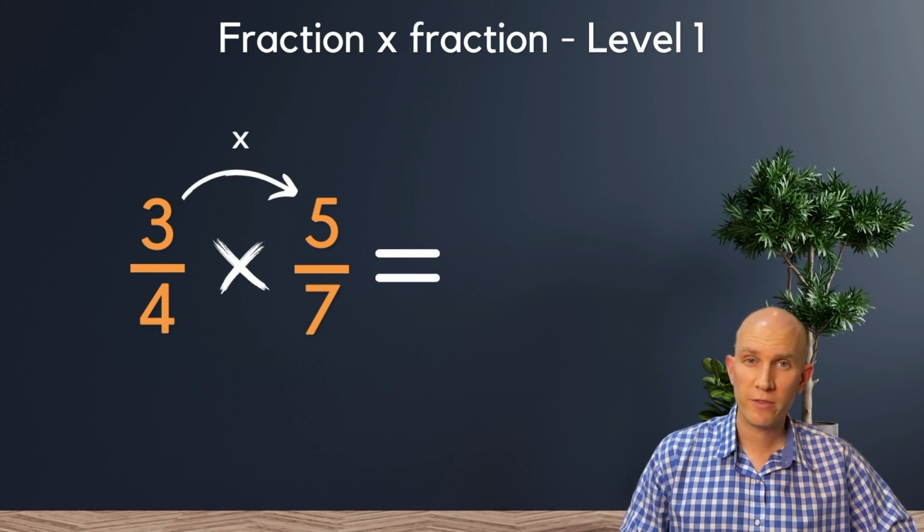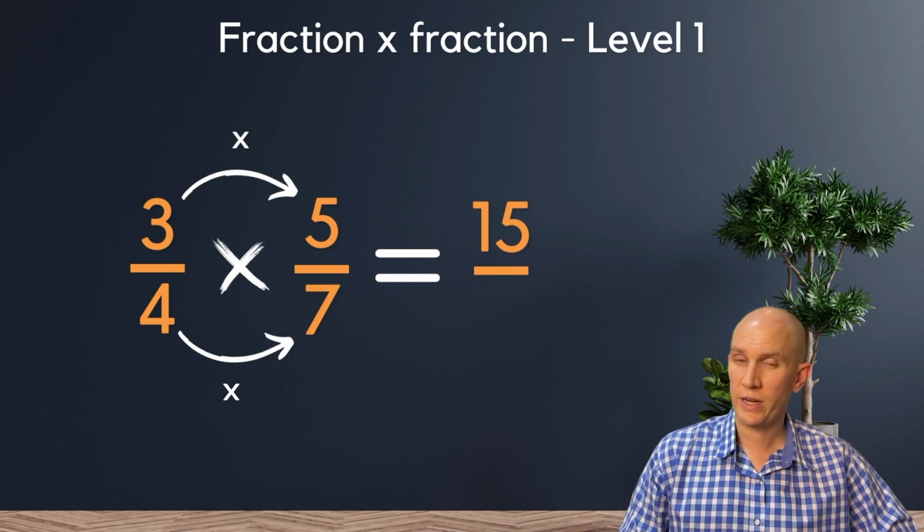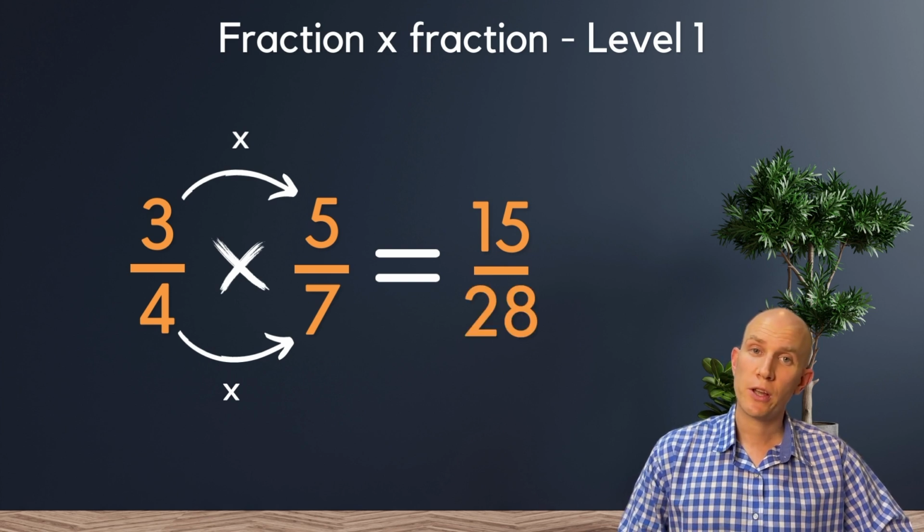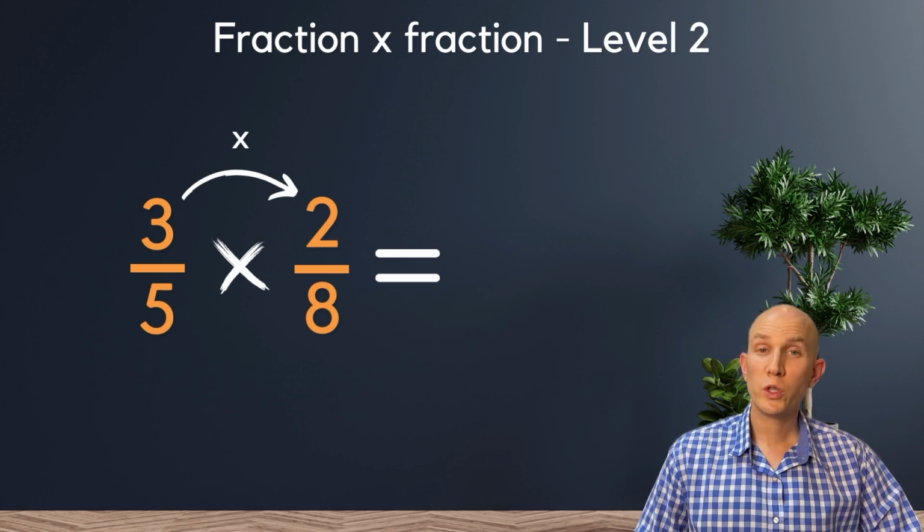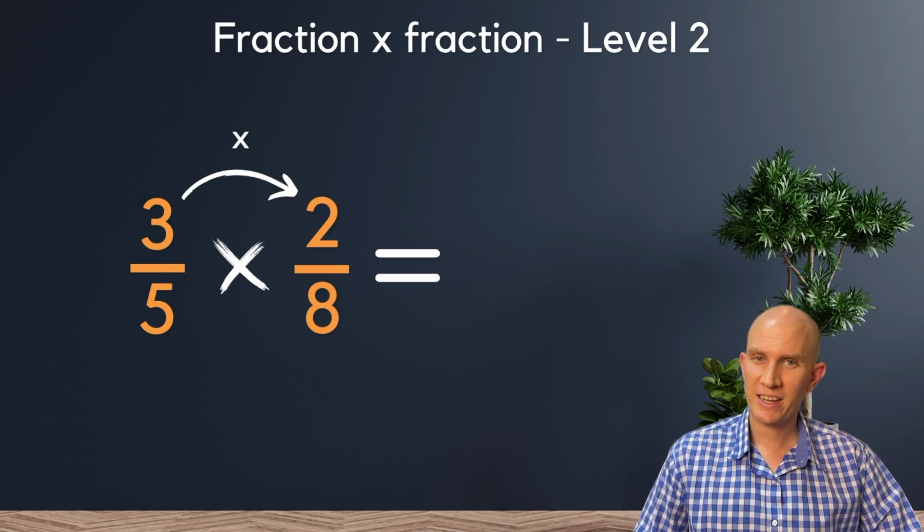So 3 times 5 is 15. And then we're going to multiply the 2 denominators together. 4 times 7 is 28. And that's where we can stop with this one, because if we have a look at the numerator and the denominator, we can't simplify it. Which brings us to the next category.